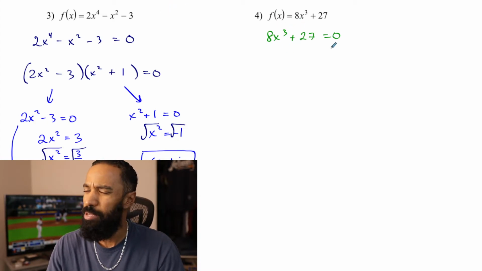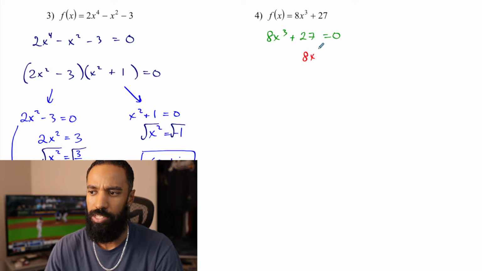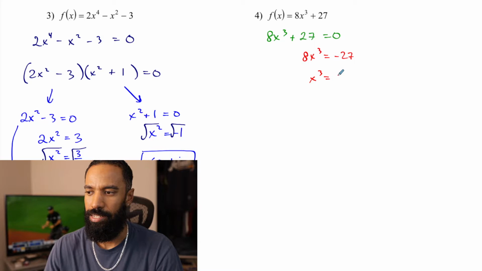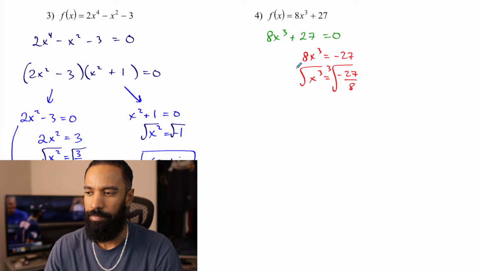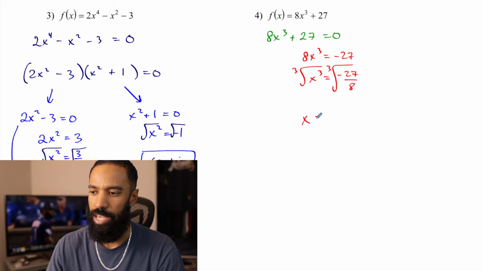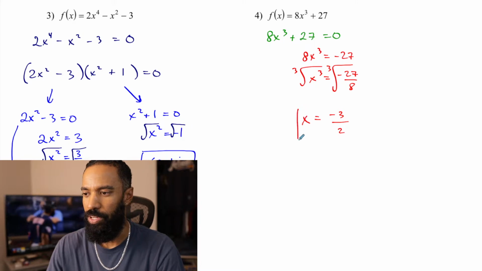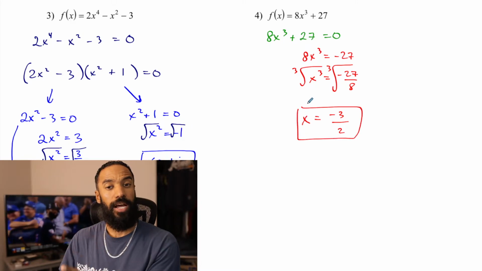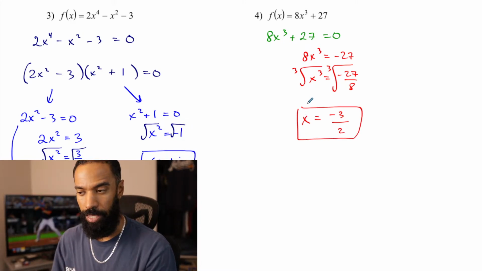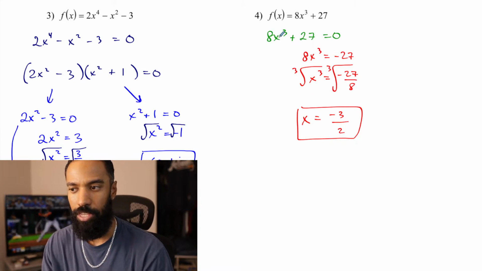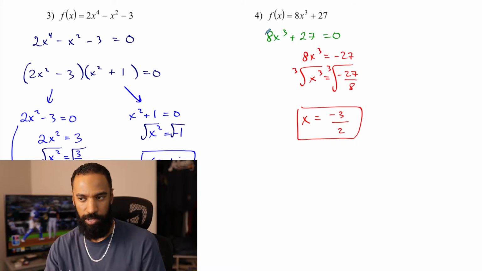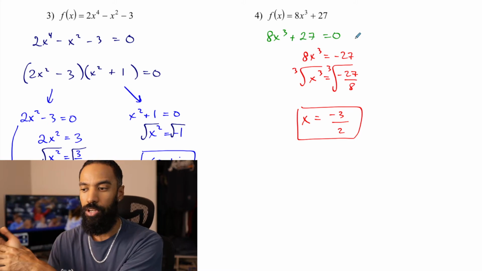What could potentially be done is you could say, let's subtract 27 from both sides, and then divide both sides by 8, and then take the cube root of both sides right here. The cube root of negative 27 equals negative 3, and the cube root of 8 is 2, and you get negative 3 over 2. Now, that's not to say that this is not an answer. Clearly, if I substitute negative 3 over 2 into here, everything should work out because I cube it. I should get negative 27 eighths, and it should clear up, and that's good.